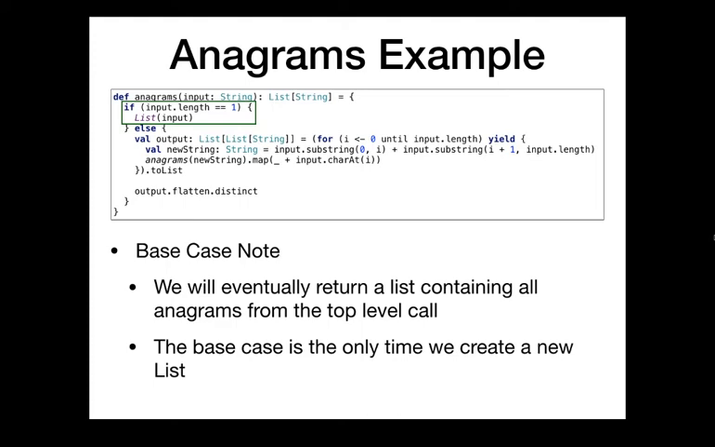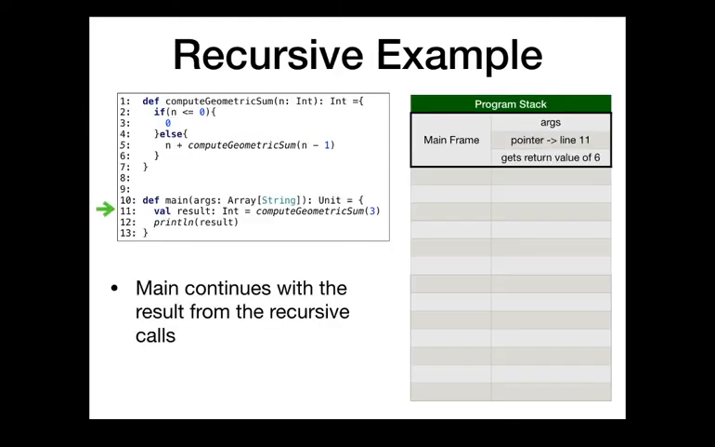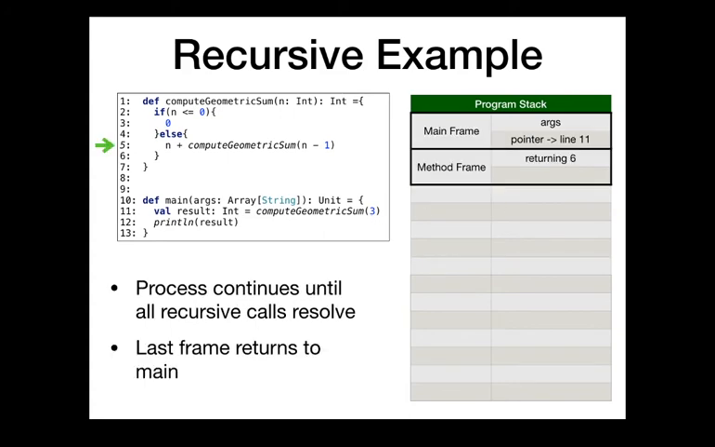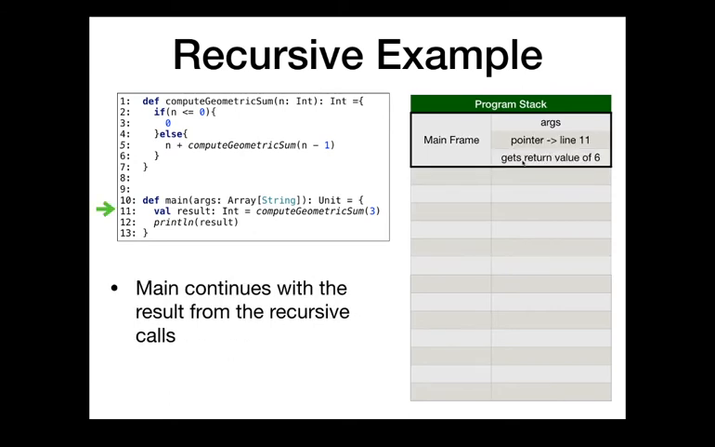What would be the result of that function call 3? I mean, in the previous example, this compute geometric sum of 3 returns 6. It's the main method. Got that return value of 6, put that in result, and then printed 6 to the screen.